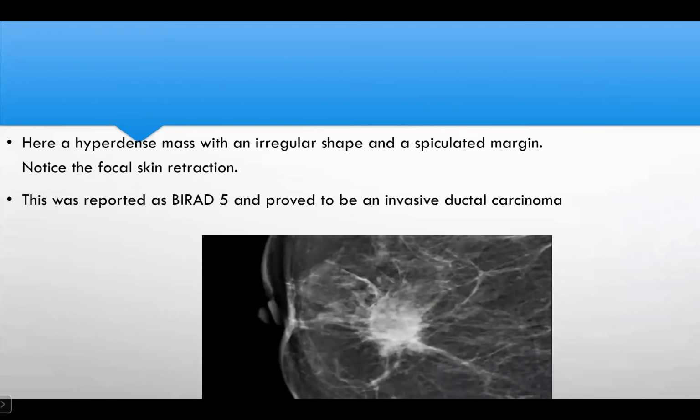Here, a hyperdense mass with irregular shape and spiculated margin with focal skin retraction. This was reported as BI-RADS 5 and proved to be invasive ductal carcinoma.